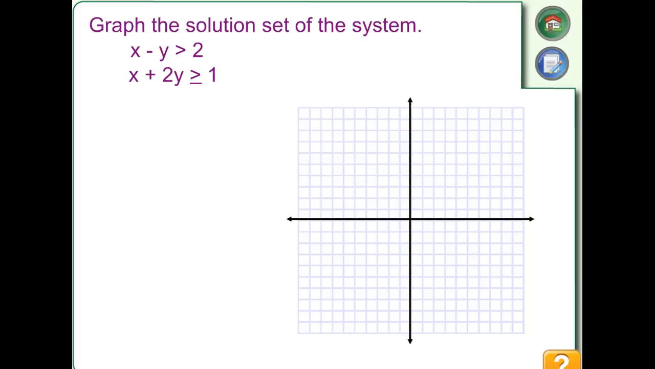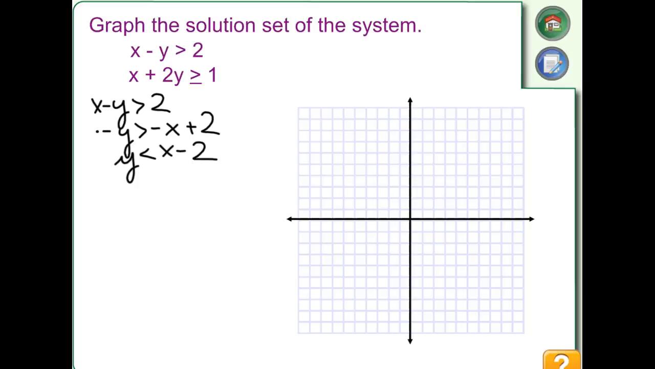If I take the first equation, and again, neither one of these is in the right form. We've got to get y alone. It's got to be in slope-intercept form. So we've got to subtract x from both sides. We've got this negative sign right here, so that means we're going to divide everything by negative 1, which means we're going to have to flip our sign.